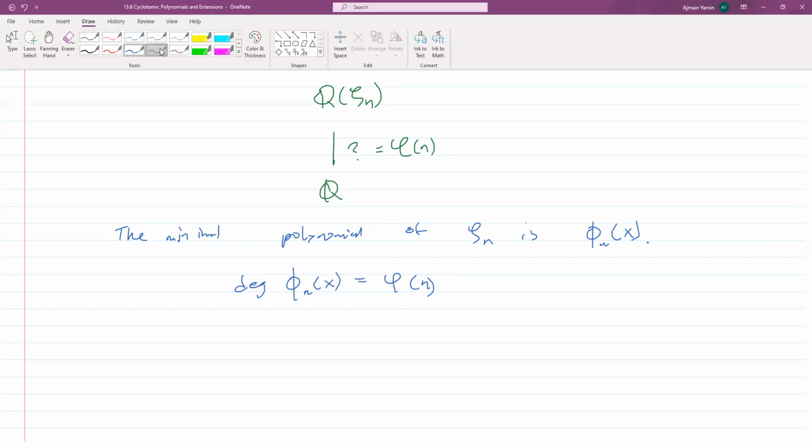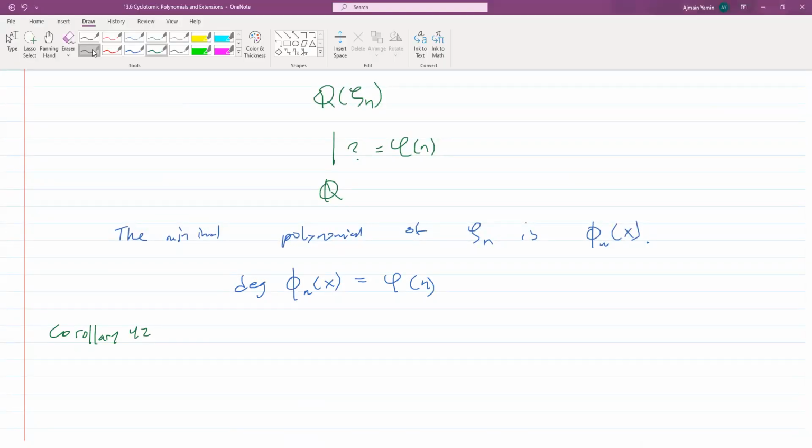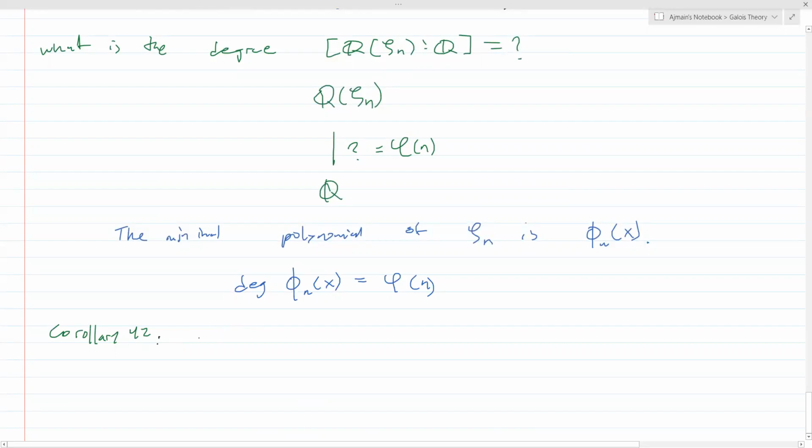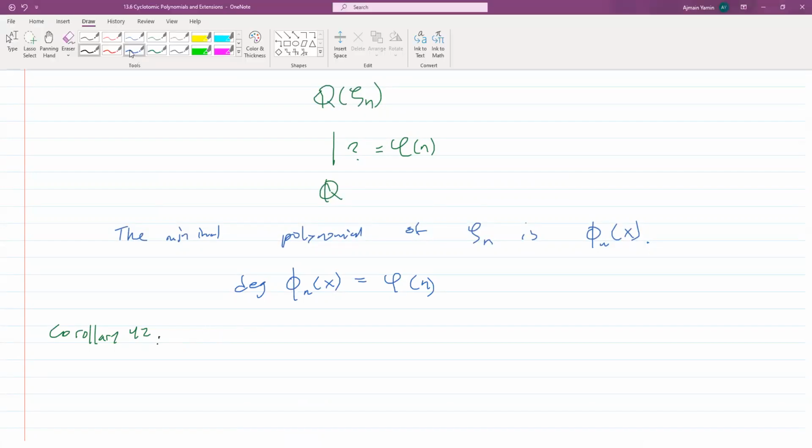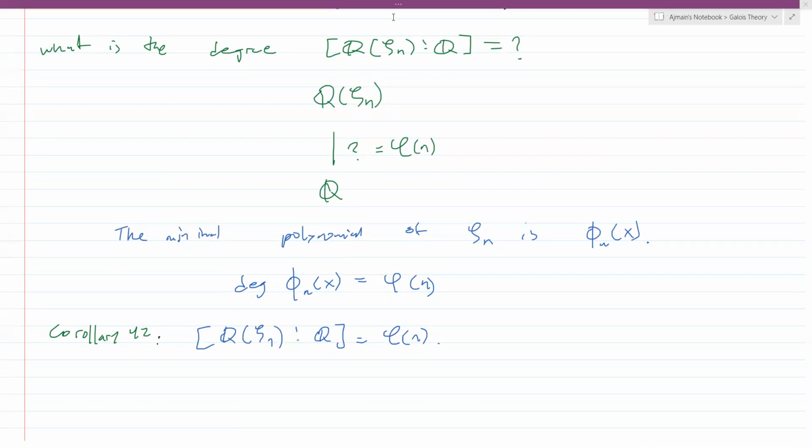So as a conclusion, we get corollary 42. Let me just write this out. It says the degree of zeta n over Q is phi of n. Okay, so we're done with section 13.6. Actually, there's one more example I could show you.